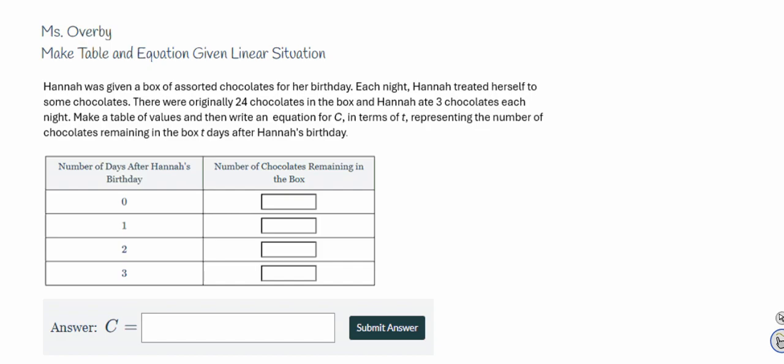Okay, the next type is this, where we're going to have to fill some numbers in a box. Hannah's been given a box of assorted chocolates for her birthday. Each night, Hannah treated herself to some chocolates. There are originally 24 chocolates in the box, and I am going to pause this.